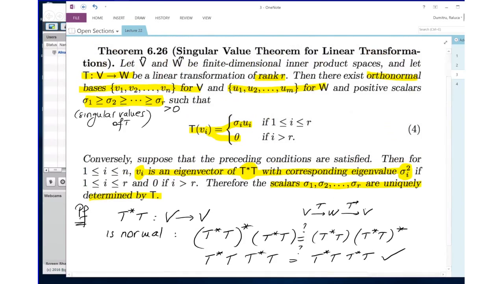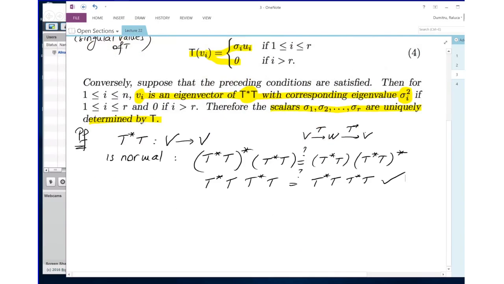Therefore, what I'm trying to say now is I'm going to argue that V should have an orthonormal basis of eigenvectors for T star T. However, from being normal, I would need V to be a complex space, right? Actually, I need more than that, and more than that is also true. It's also self-adjoint. The adjoint of T star T is T star star T, which is T star T.